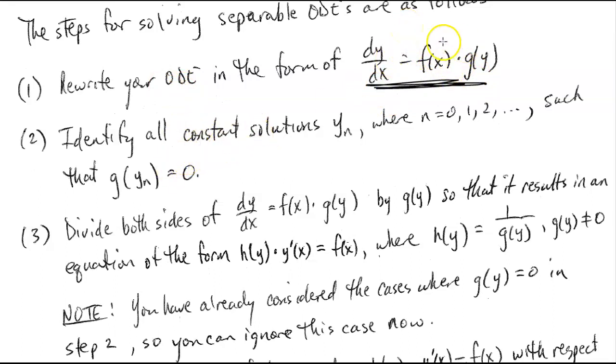The next thing that we want to do is, once we have it in this form, we can look at what the g of y is and figure out if we're going to have any constant solutions or not. Because if we have a constant value that we can plug in for y here that will make g of y go to 0, then it would make this entire derivative go to 0, and thus it would be a constant solution. So first we want to get it into this form so that we can recognize whether we have any constant solutions or not.